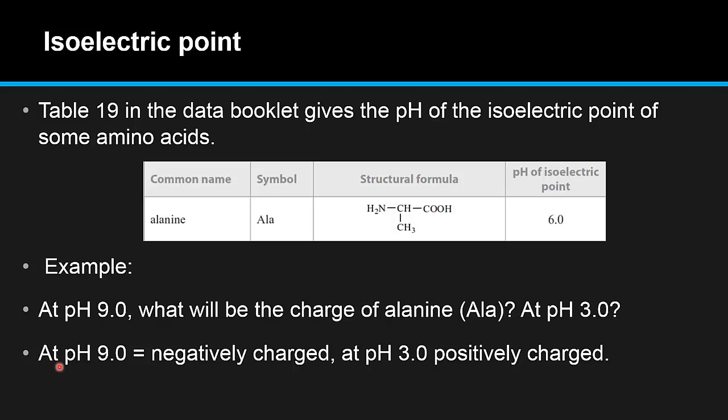Well, at pH 9.0, it'll be negatively charged because it's above the isoelectric point. At pH 3.0, it'll be positively charged because it's below the isoelectric point. And at pH 6.0, the molecule will have no overall charge. It'll be electrically neutral.